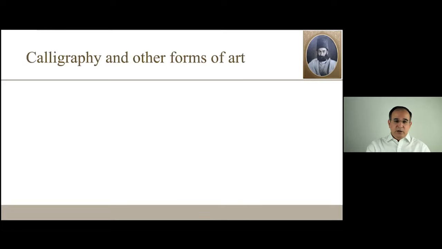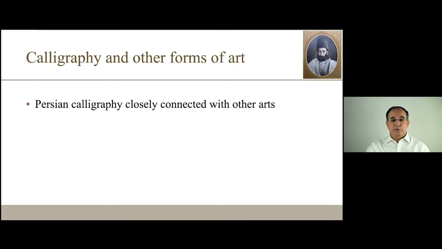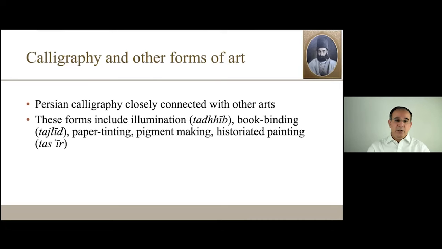So calligraphy in the history of its evolution in Muslim cultures, particularly in the Persian and the Arabic language, is interconnected with other forms of arts which gradually were associated with it, and they were closely connected with it. Now, these forms of art include illumination, tahzib, bookbinding, which is called tajlid, paper tinting, pigment making, historiated painting, which is called tash'ir.